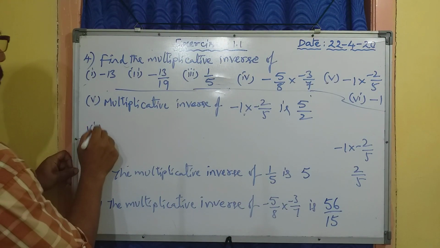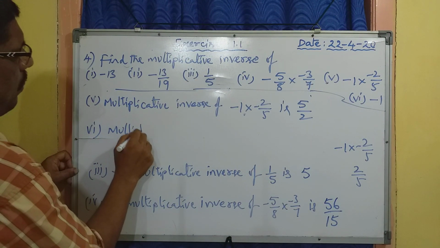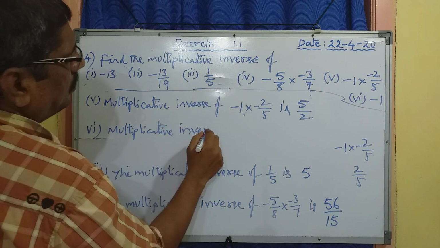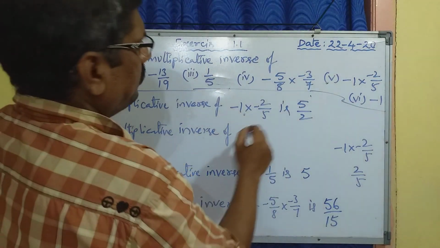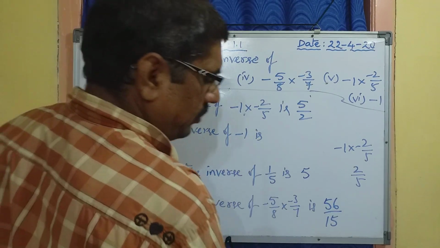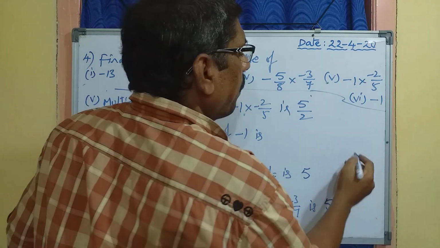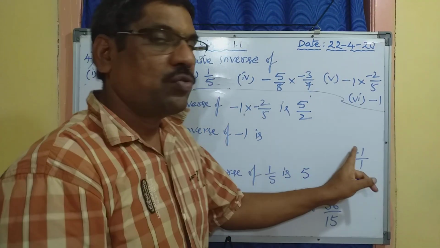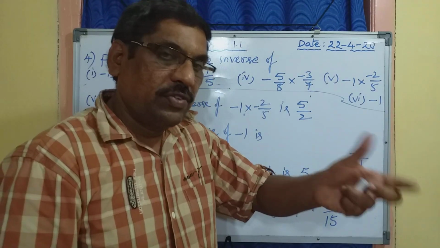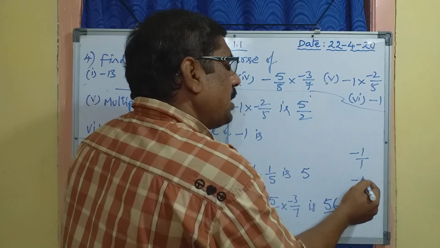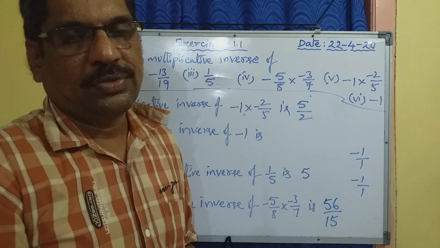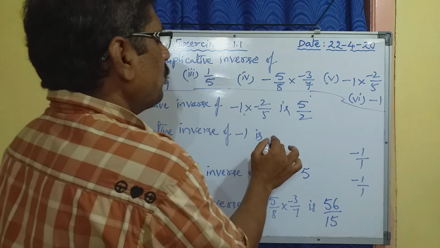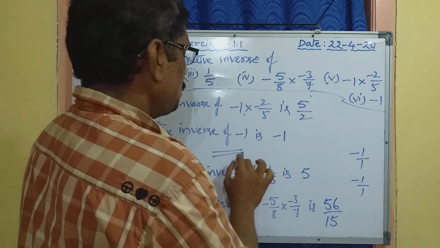And the 6th one, multiplicative inverse of, what is that? Minus 1. The minus 1 means its reciprocal will be minus 1 by 1 actually. So minus 1 can be written as minus 1 by 1. If you take the reciprocal of minus 1 by 1, again you will get minus 1 by 1 only. There is no change in the reciprocal. So the multiplicative inverse of minus 1 is again minus 1. Understood?